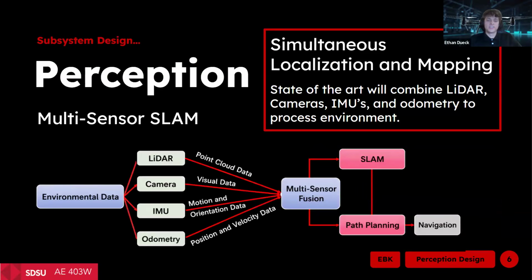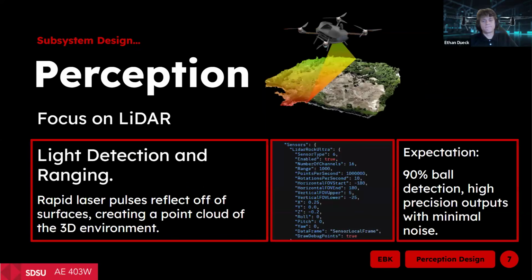State-of-the-art autonomous drone systems will typically employ multi-sensor simultaneous localization and mapping in order to sense the environment. This system will combine data from LiDAR, cameras, IMUs, and odometry, creating a pretty well-rounded understanding of the environment that we can pull from. Using such a large-scale multi-sensor system would be outside of the project scope for us, so we decided to focus on one sensor type, which ended up being LiDAR.